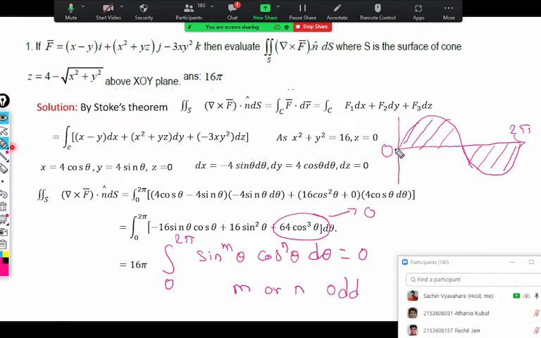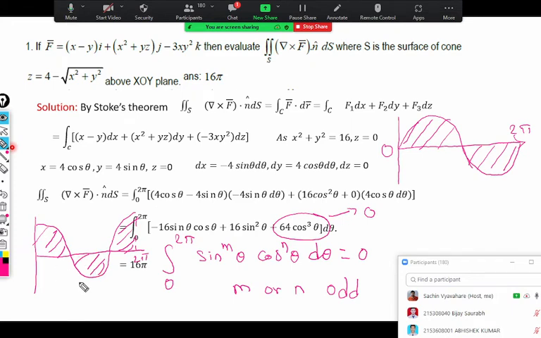Integral 0 to 2 pi sine x dx is 0. In the same way, if you see the graph of cos x for 0 to 2 pi, you'll observe this is the positive area, this is the negative area, and the net area is 0 again. So integral 0 to 2 pi cos x dx is also 0.